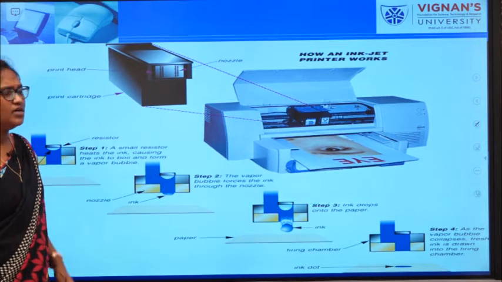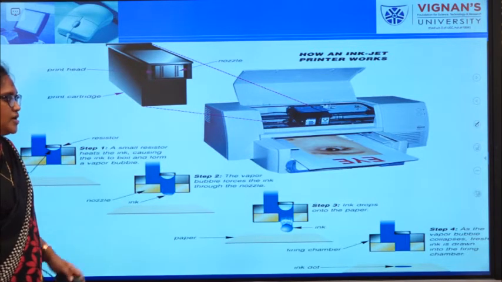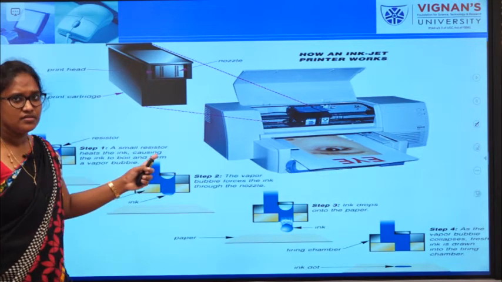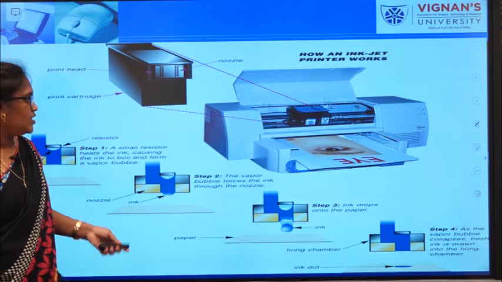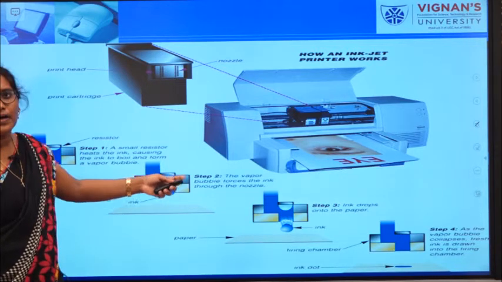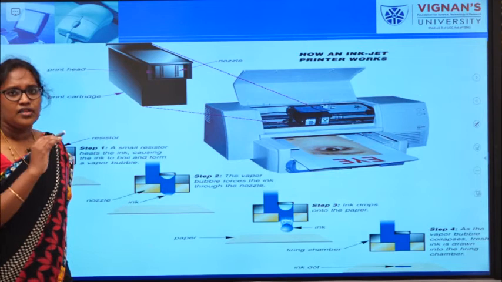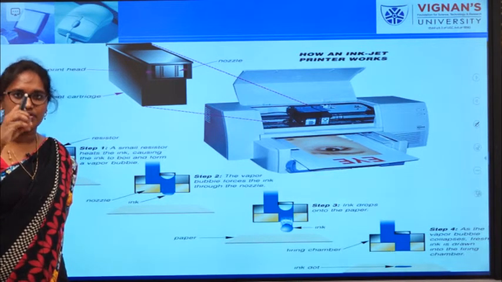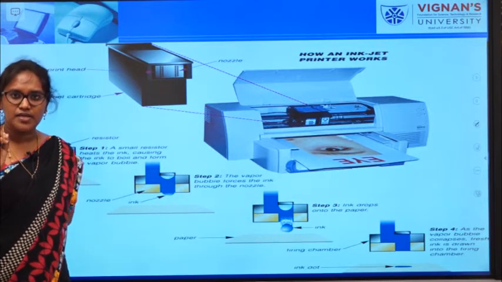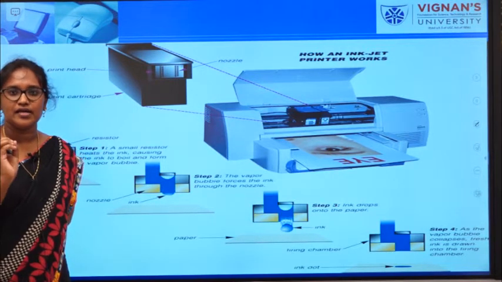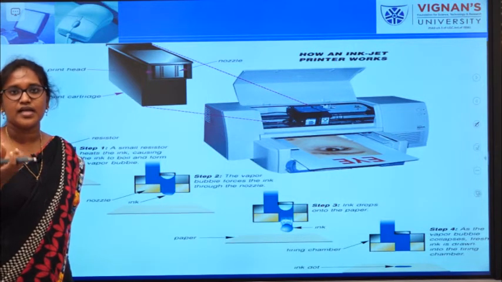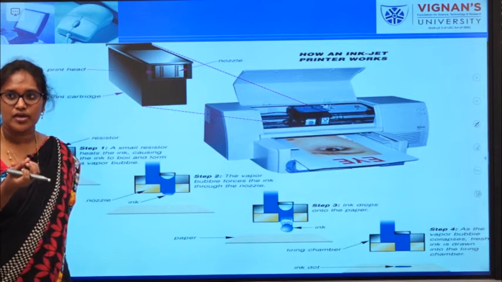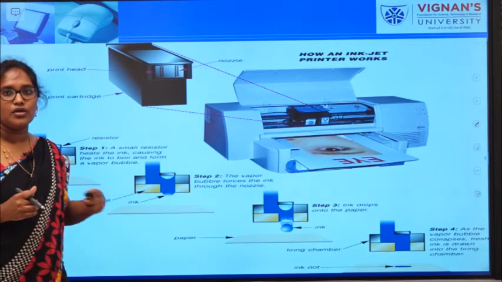Have a glance at the working of an inkjet printer. In the first step, you are having a resistor. Next, you are having the bubbles or nozzles. The only thing I will say is you are having the cartridge, and in that cartridge you are having the ink. That ink should be sprinkled on the paper. Until and unless the ink present inside the cartridge is heated or melted, you cannot leak the ink onto the paper, right?